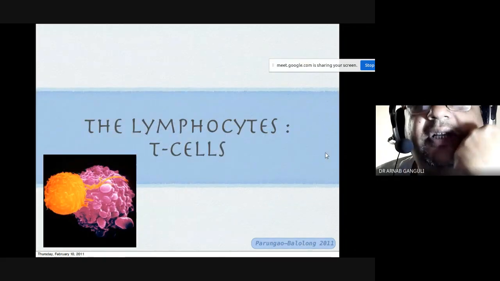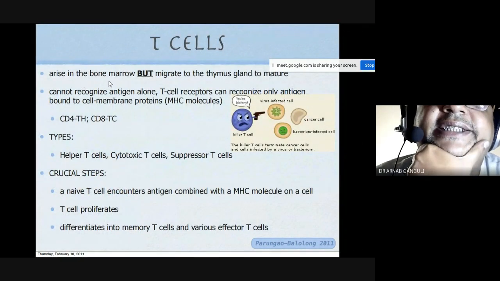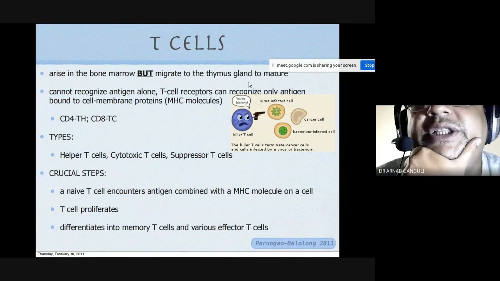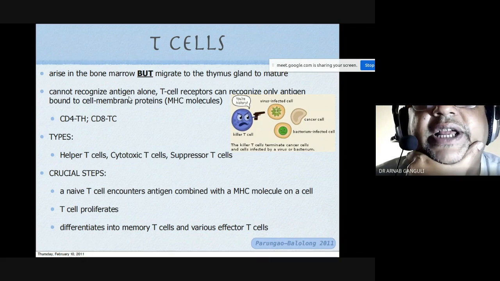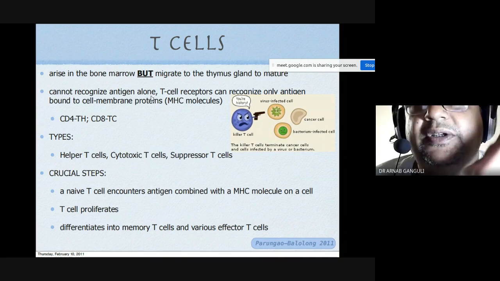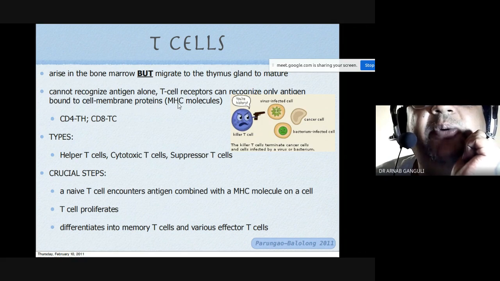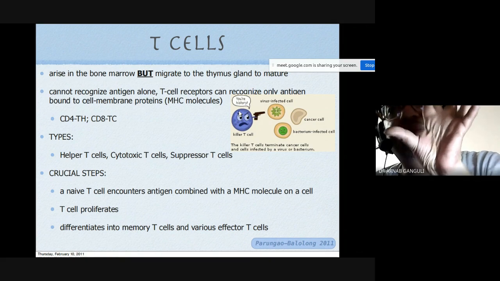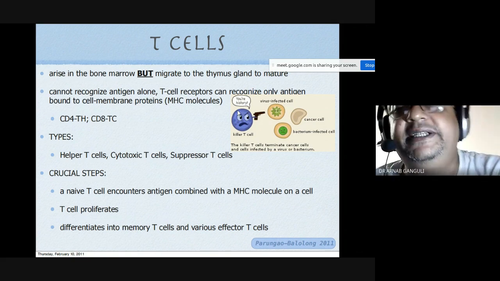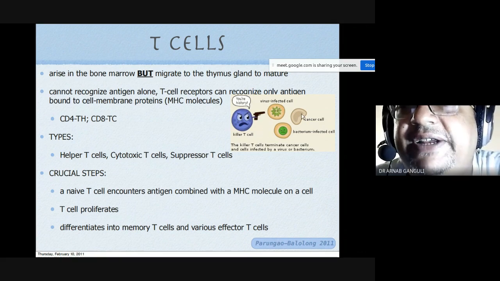Now let us talk about the T cells. They arise in the bone marrow, but they migrate to the thymus gland to mature. They cannot recognize antigen alone. The T cell receptors can only recognize antigen bound to cell membrane proteins, the MHC molecules. So you have to have antigen presenting cells with MHC molecules. The antigens will be presented and they will bind. So this is a killer T cell and this is a virus infected cell.